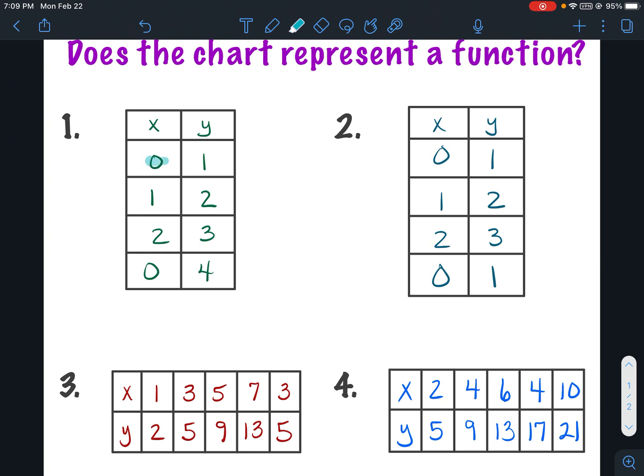Well, for number 1, I have 0, 1, and I have 0, 4. So they are repeating x values. So the input of 0 has outputs of 1 and 4. Therefore, this is not a function. I'm just going to abbreviate since I don't have much space. Number 2, do I have repeating x values? I sure do. I have 0, 1, and 0, 1. In this case, the input of 0 has just an output of 1. Therefore, this is a function.